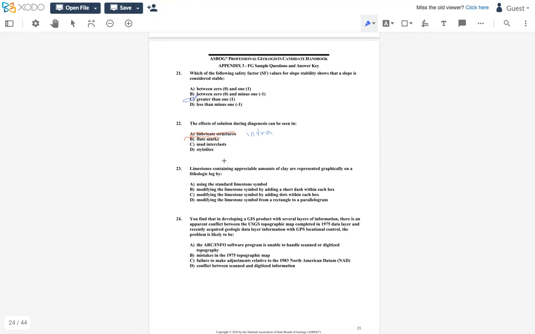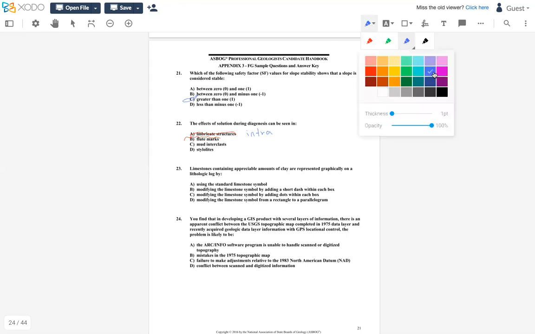So stylolites, those are serrated surfaces formed by pressure solution. Oh, okay. So pressure solution, effects of solution, diagenesis, awesome. I feel pretty comfortable not even going back to C. I think D is a good answer choice.